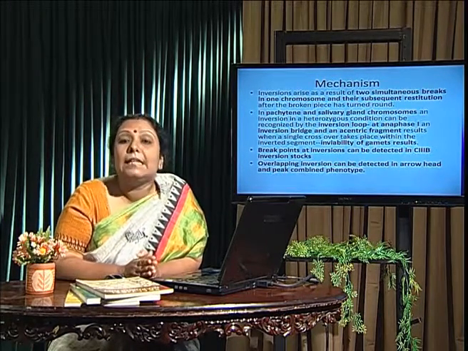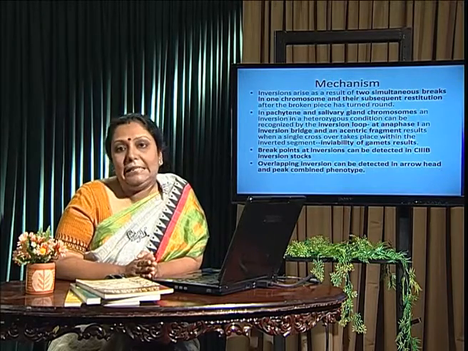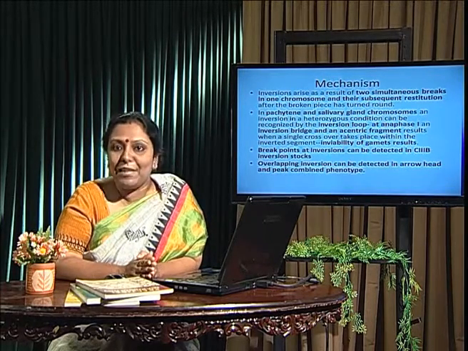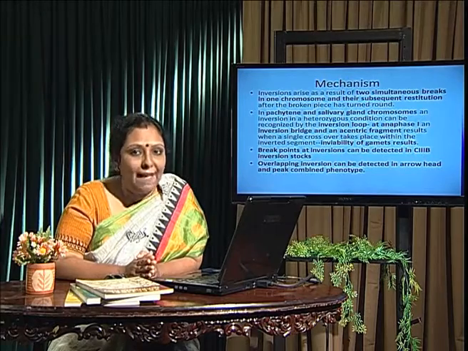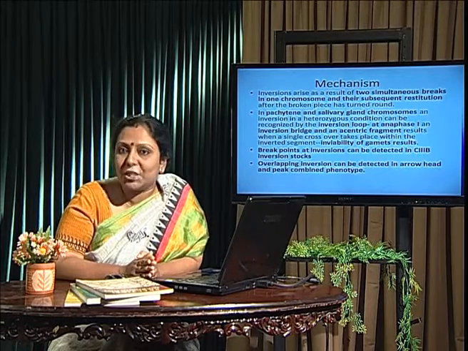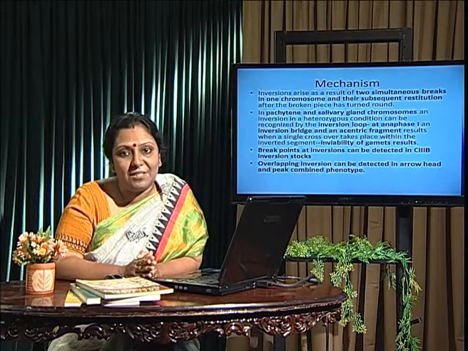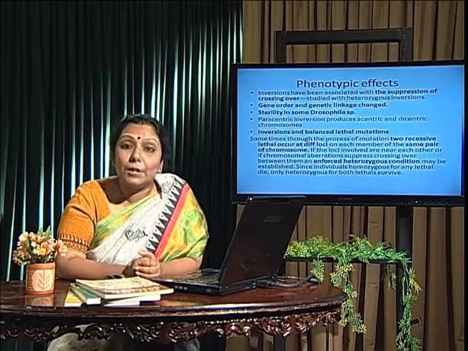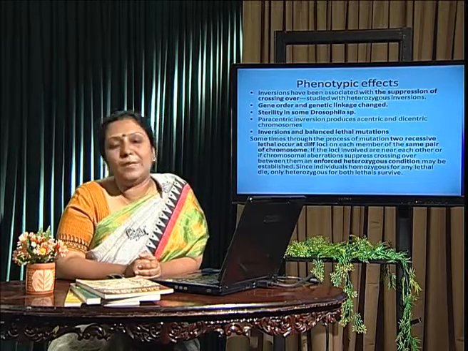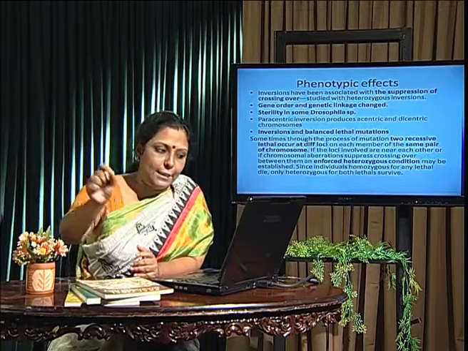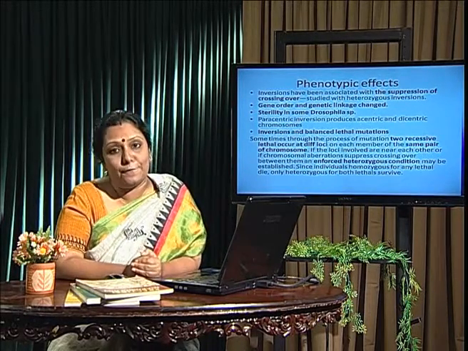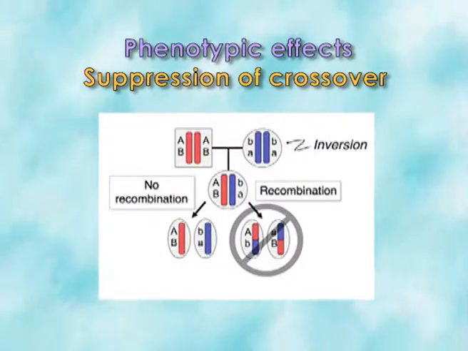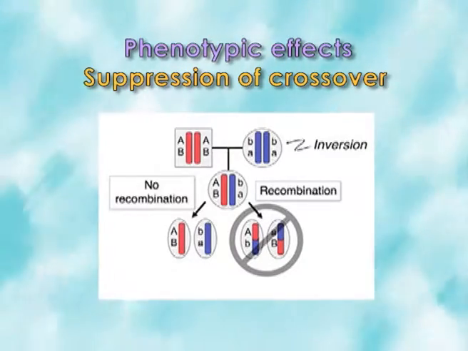We can find the overlapping inversion in the case of arrowhead and peak combined phenotype, and the breakpoint in the inversion can be detected in C3b stalks of the Drosophila. Next, the phenotypic effect: the gene order of the linkage is changed, sterility is found, and there is suppression of the crossover.